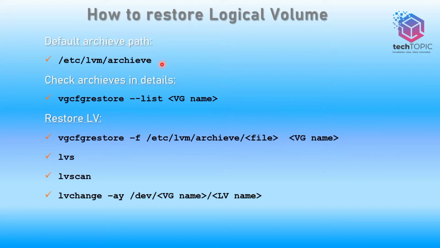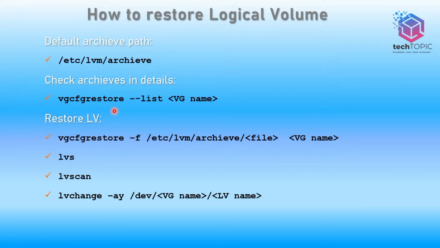By default, LVM creates an archive of its LVs in this default path, /etc/lvm/archive. If we go to this path and do ls, we can see lots of files have been created there, but we cannot see the details. To see the details of these files, when they were created and for which purpose, we need to execute the command vgcfgrestore --list and the VG name.